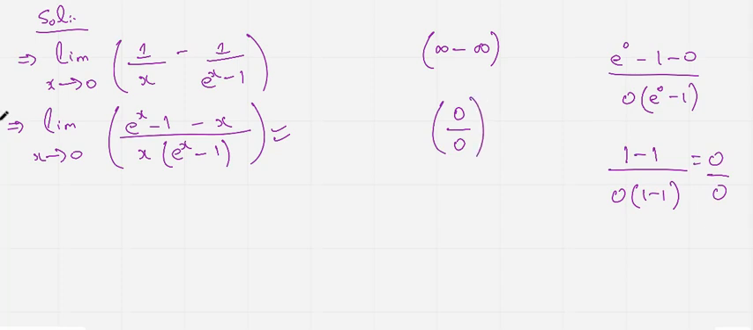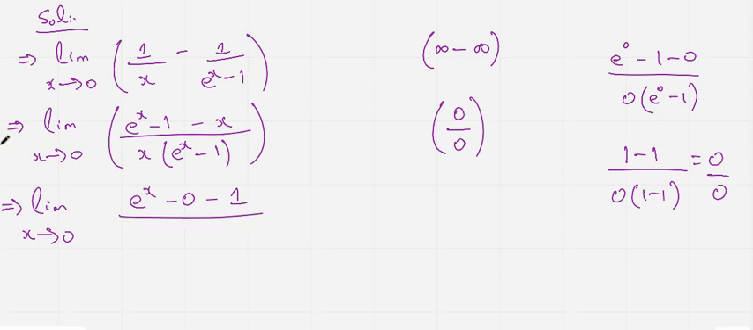So what to do? We are going to take our derivative. Now we are going to differentiate our numerator and our denominator one by one, and after that we will apply the limit once again and see what we get. Applying the derivative on the numerator, the derivative of e to the x is e to the x itself, the derivative of 1 is 0, and the derivative of x is 1, because I'm differentiating with respect to the original variable x.